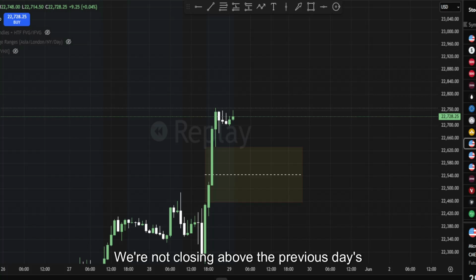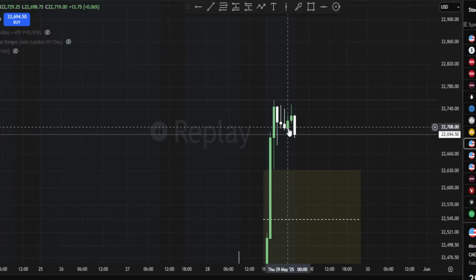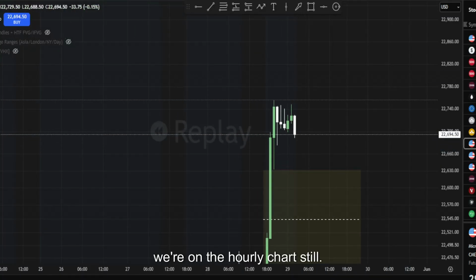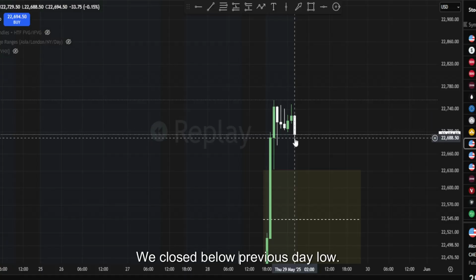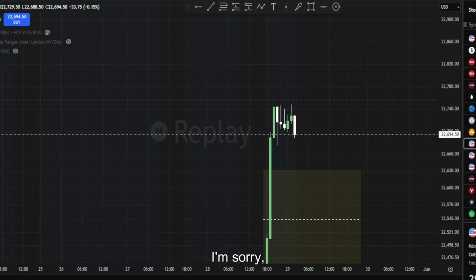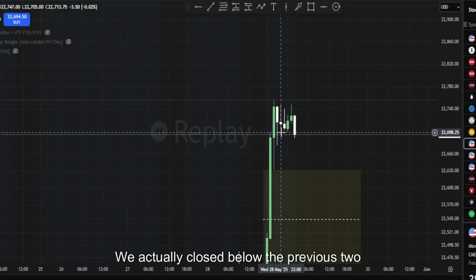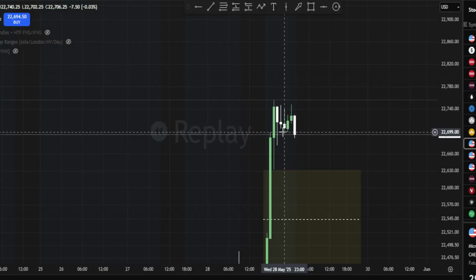We're not closing above the previous day's high or low. And then we get this. Okay. So we're on the hourly chart still. We closed below previous day low. Actually, previous hourly low, because we're on the hourly chart. We actually closed below the previous 2 hourly lows.